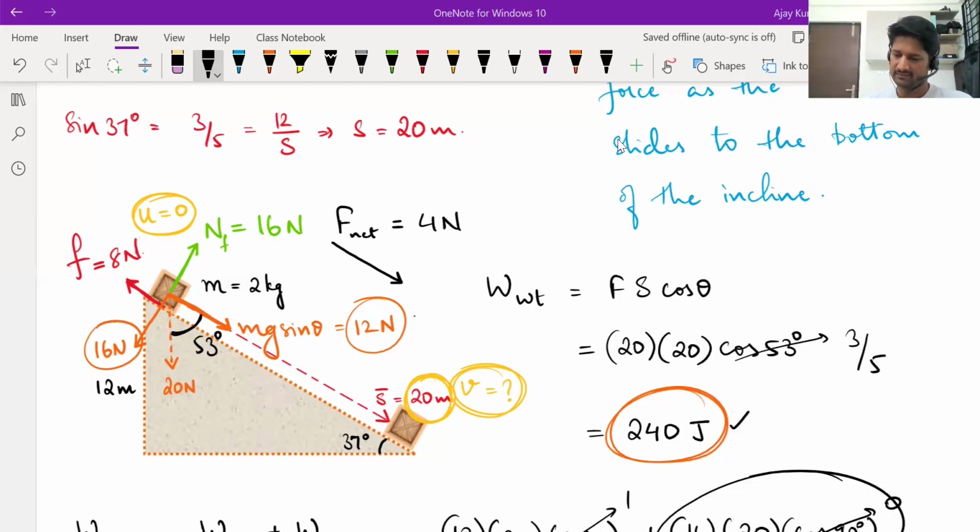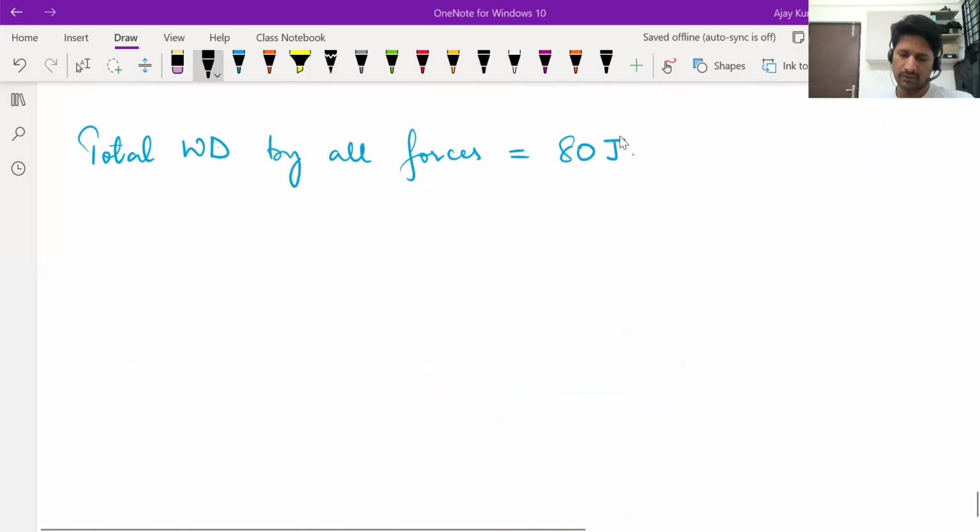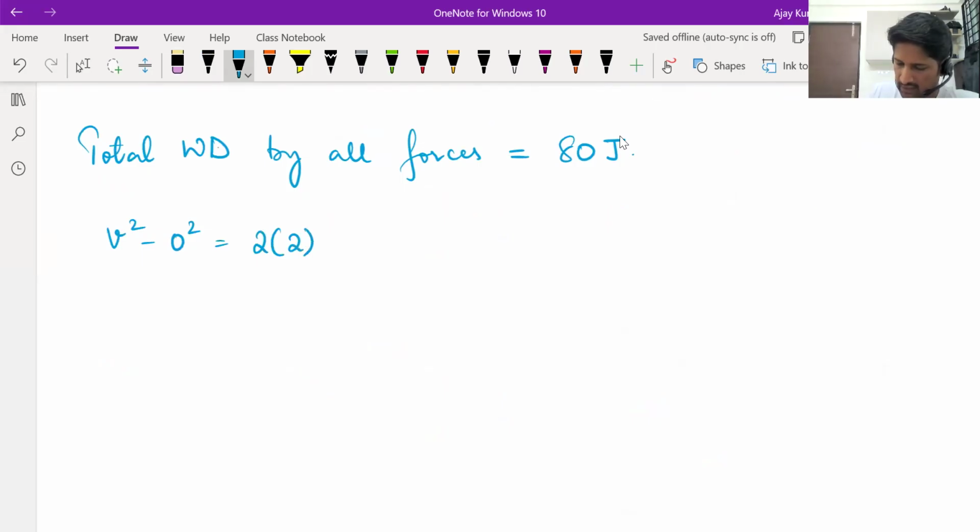2 meter per second square. Net force divided by mass, 4 divided by 2. So initial velocity is 0, displacement 20 meters, acceleration 2 meter per second square. We need final velocity. We can use equations of kinematics. V square minus U square is 2AS. So you get V square as 2 into 2 into 20, which is 80.